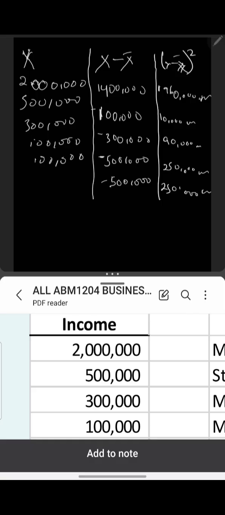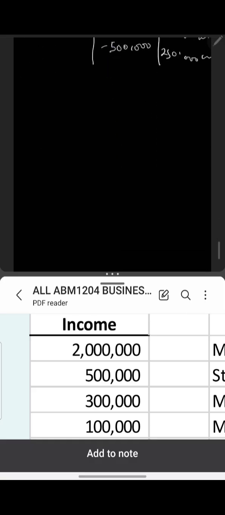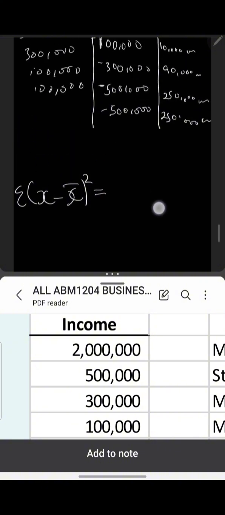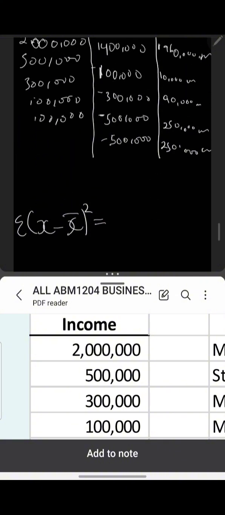Alright, so now you sum them up. Just write here summation of x minus x bar squared, and you will do the calculation. So you start adding 1,960,000. We don't want to put the millions. 1,960,000.